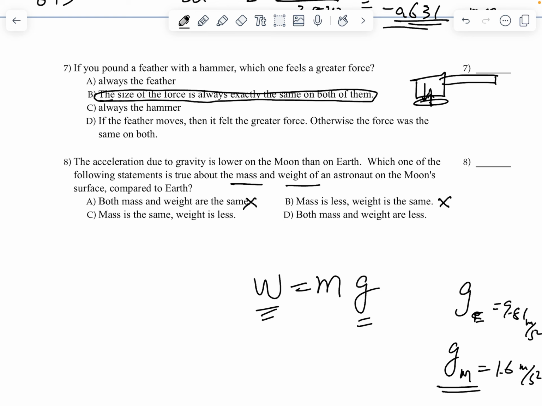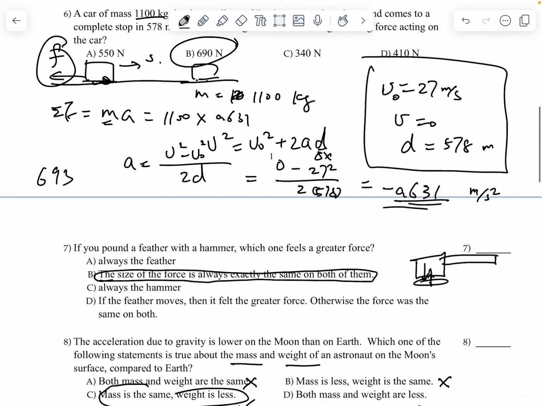So A, both mass and weight are the same, wrong. B, mass is less, weight is more, wrong. C, mass is the same, weight is less. This is good, right? D, both mass and weight are less, wrong. Mass is always the same, but the weight on the moon will be smaller. All right, so that's all for this quiz.